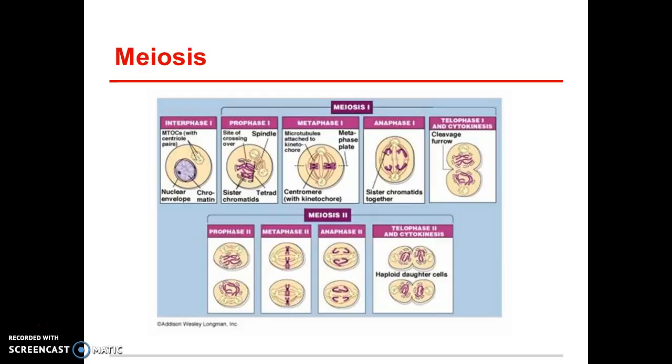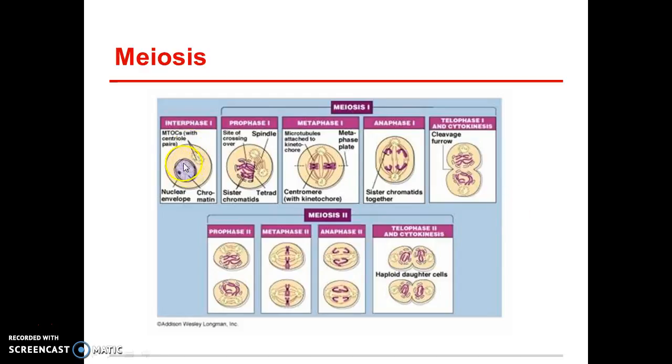Meiosis, just as an overview, you don't have to write anything down for this slide, but I just wanted to show you what it looks like. You have 2 sets of divisions, so meiosis 1 and meiosis 2. If you remember PMAT, that acronym from mitosis, there's 2 rounds of PMAT that occur with meiosis.